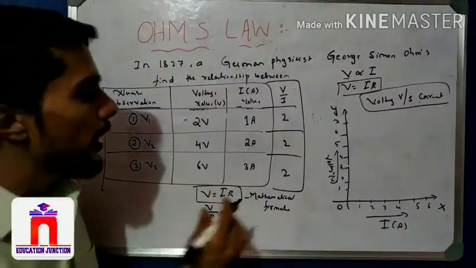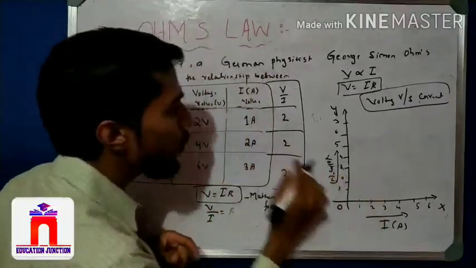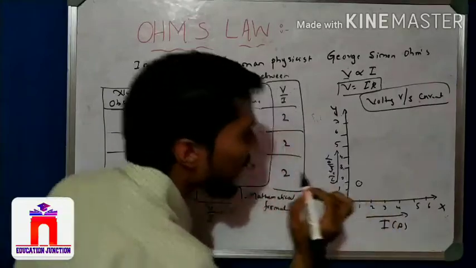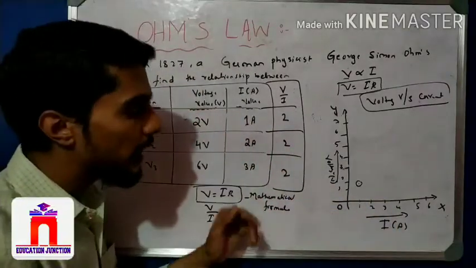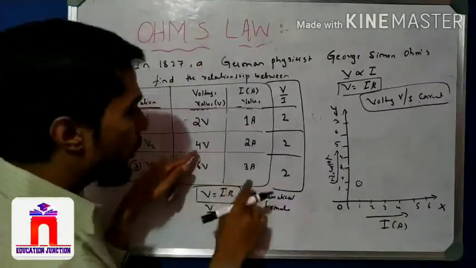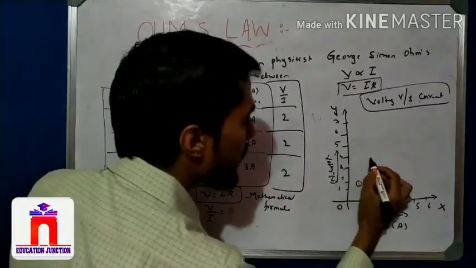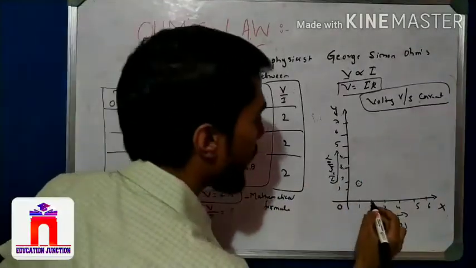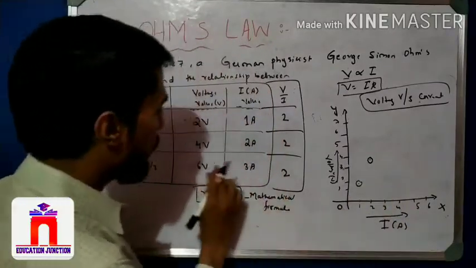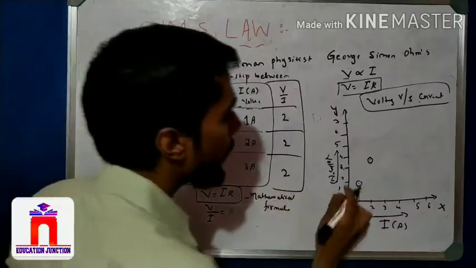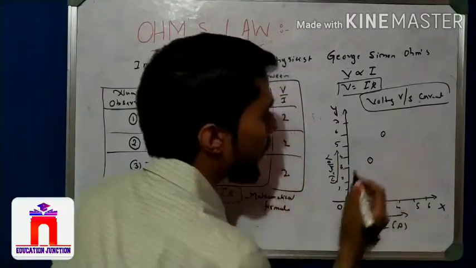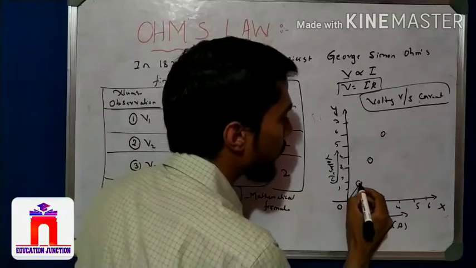For 2 volt, the current is how much? 1 ampere. Correct. If you use the graph paper, you can get the exact answer. So 4 volt here. What is the current here? For 4 volt, the current is 2. And again for 6 volt the current is 3 ampere. Now join all the points.